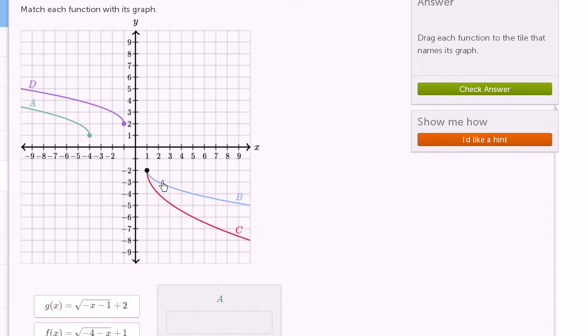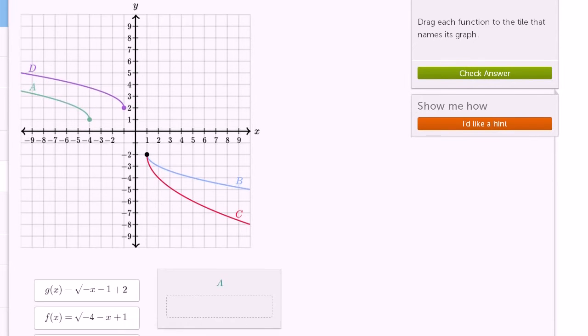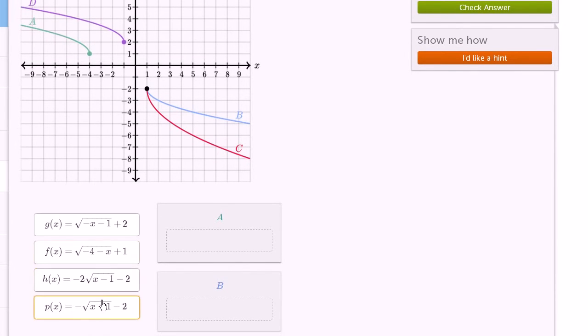The fact that it's flipped over the horizontal axis means that we're taking the negative square root. So it's going to be one of these two cases right over here. We're shifting it down by 2, so we should have a negative 2, and both of these cases have a negative 2 here. And relative to the square root of x, we're shifting it to the right by 1. So what we see under the radical should be x minus 1, and both of these have an x minus 1 on it.